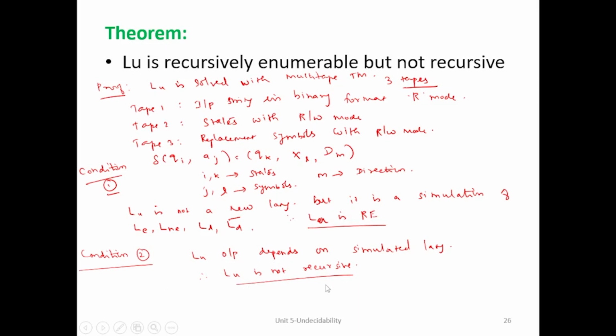Hence we can complete the proof for LU, because LU is only recursively enumerable and not recursive.